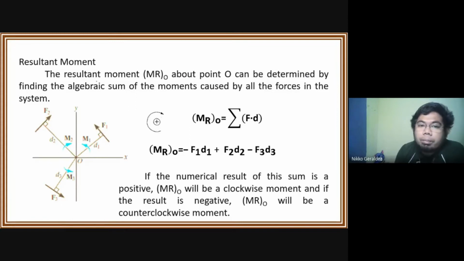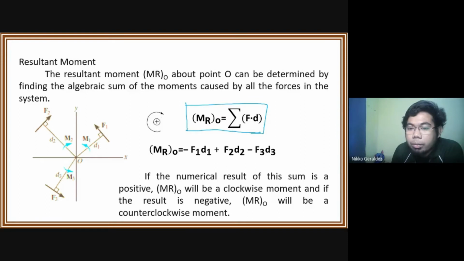Then, resultant moment. The resultant moment about point O can be determined by finding the algebraic sum of the moments caused by all forces in this system. Or yung general formula natin: resultant moment at point O is equal to summation of force times perpendicular distance. So, ito yung tatandaan natin, yung general formula.